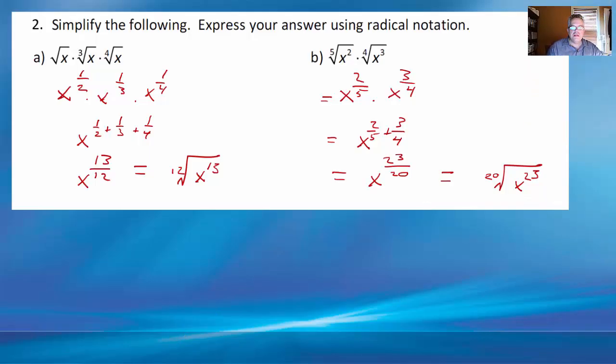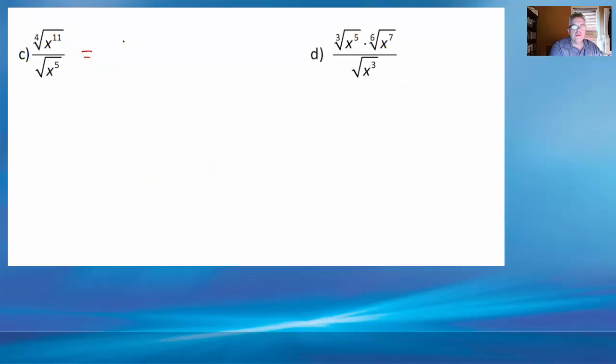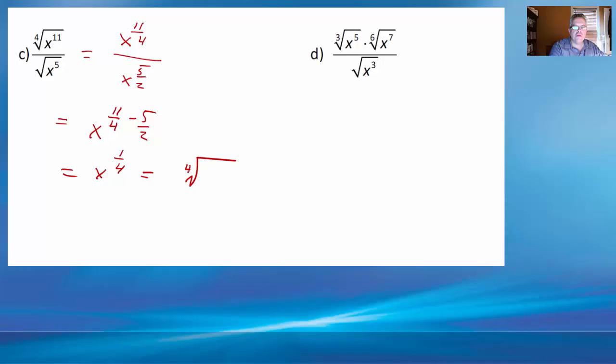I actually have two more examples to discuss. So this is going to be x to the 11/4, and in the bottom, this is x to the 5/2. When you divide powers, you subtract the exponents. So this would be x to the 11/4 minus 5/2. 5/2 is equal to 10/4. So 11/4 minus 10/4 is 1/4. So it's just x to the 1/4. And we'll convert that back to a radical. So this would be the 4th root of x.